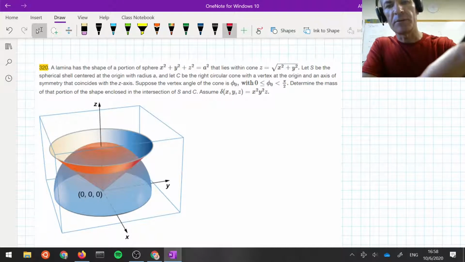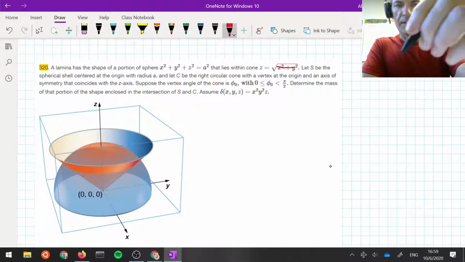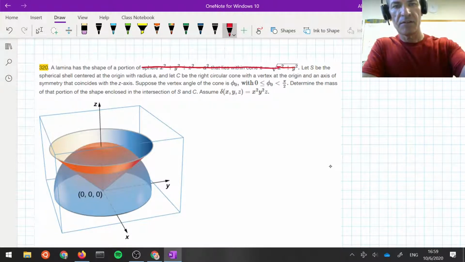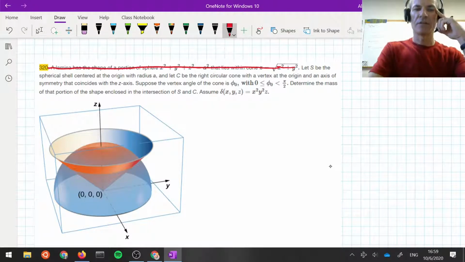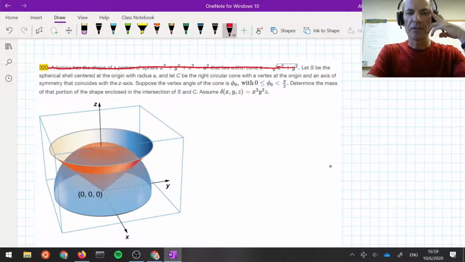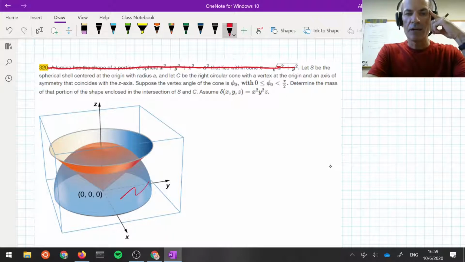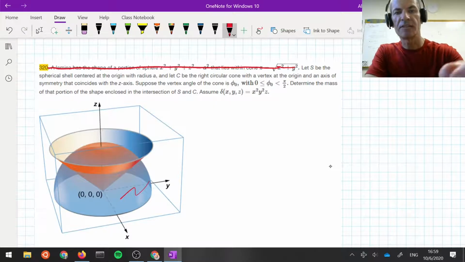The massive typo is this. I think, yes, it's this. Just drop this whole first sentence. And then start with, let S be the spherical shell centered at the origin with radius a. That's this piece here. Let C be the right circular cone with a vertex at the origin and an axis of symmetry that coincides with the z-axis. That's this bit here.